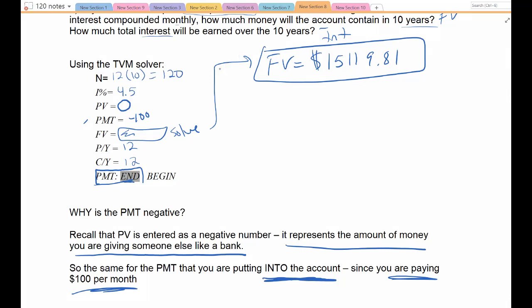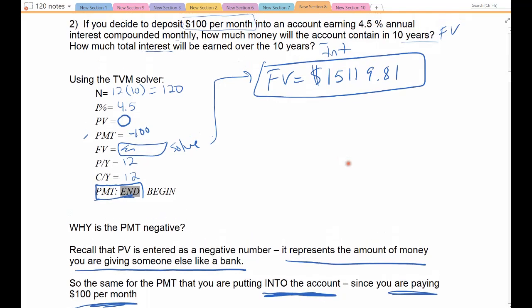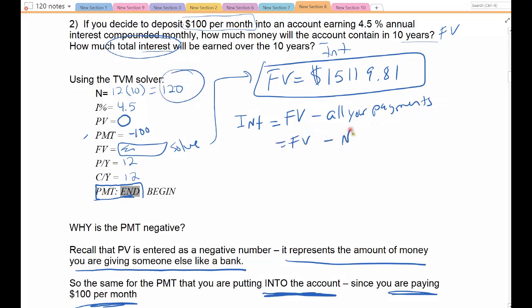Now I want to know how much of that $15,000 is my money, and how much of that $15,000 was the extra that I earned from my investment. We want to figure out interest. To figure out interest, the interest in this case would be you take the future value and subtract all your payments. All of them. You made 120 of them. So this is the future value minus the number of payments times the payment amount. 120 times you put $100 into this account. So we take our future value, which is about 15,000, minus 120 times 100.